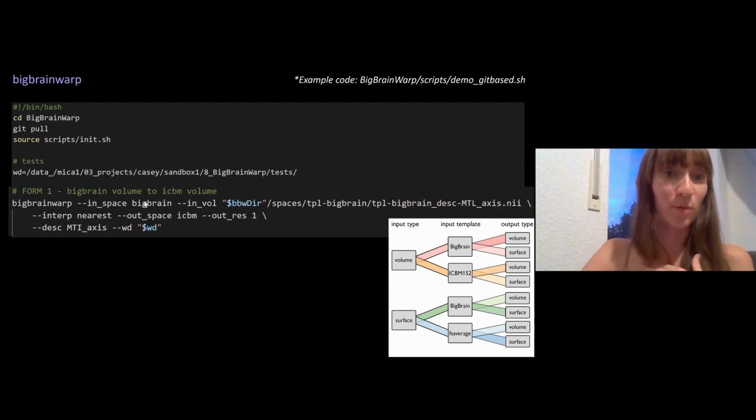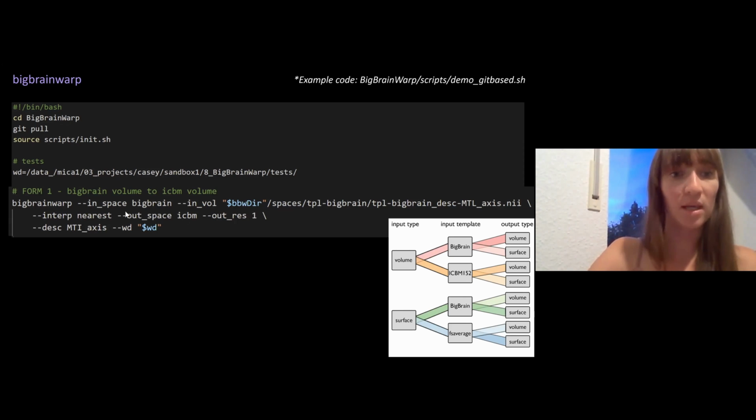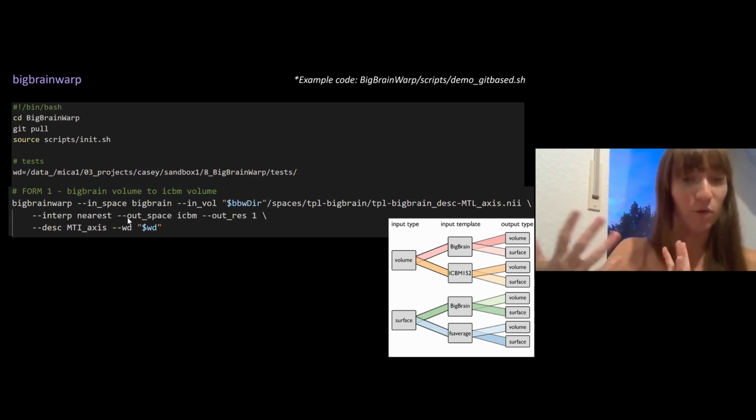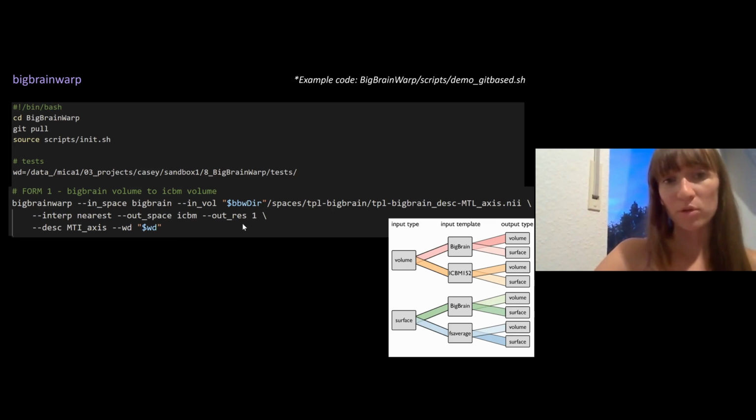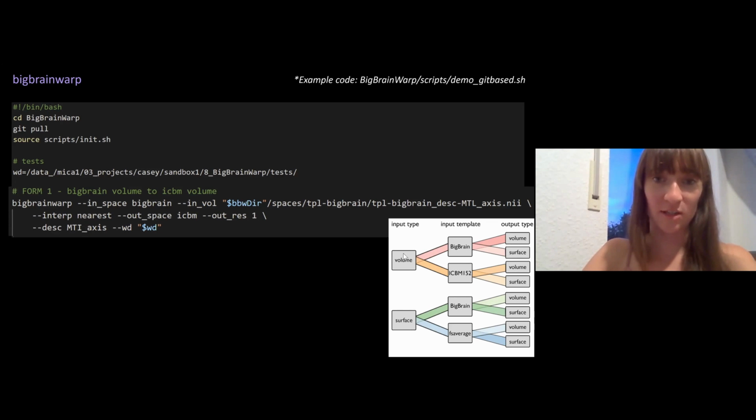So here you have an input, which is BigBrain. And the input volume here is this isocortical axis, this MTL axis, which is in BigBrain's space. And then we're going to use an interpolation. I chose nearest here for some reason. And then you're defining the out space, which here is going to be ICBM because we want it to be in another volume space so we could do functional connectivity from, for example. Then we define the output resolution. And then we have a little tag with the descriptor, I think that should be MTL axis, and then the working directory. And you can see this is going along this path.